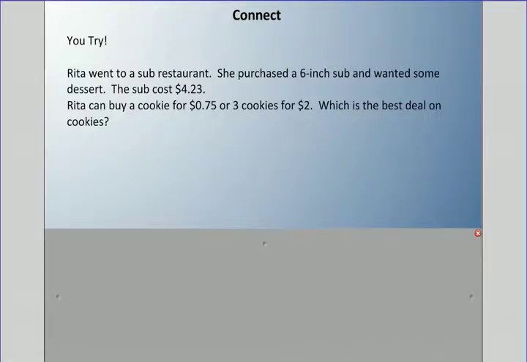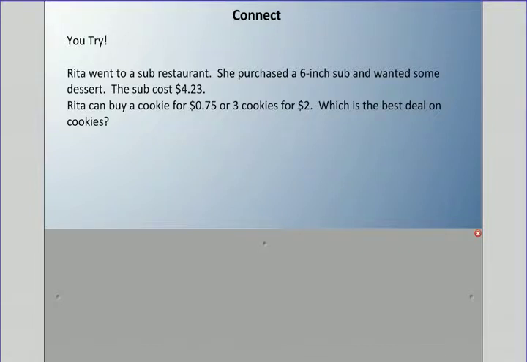Rita went to a sub restaurant. I'm not going to name any names, but you can probably figure out who I'm talking about. She purchased a 6-inch sub and wanted some dessert. The sub costs $4.23.